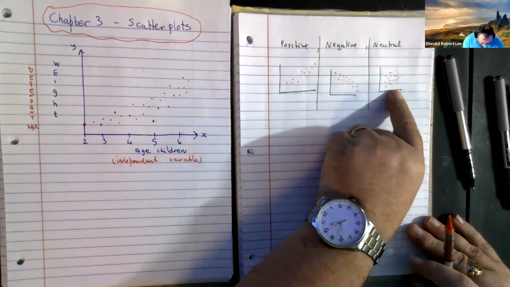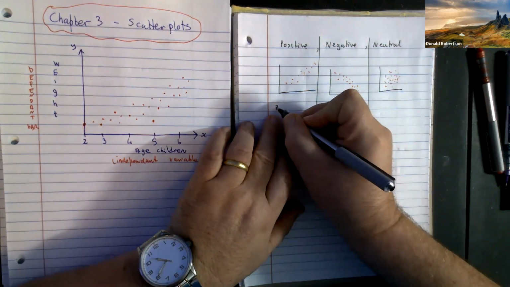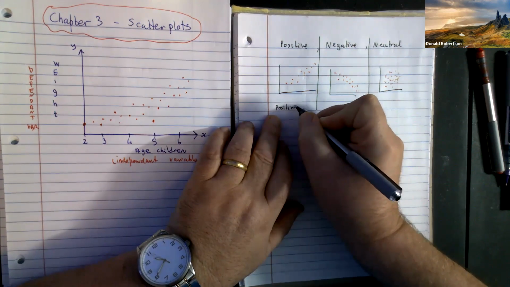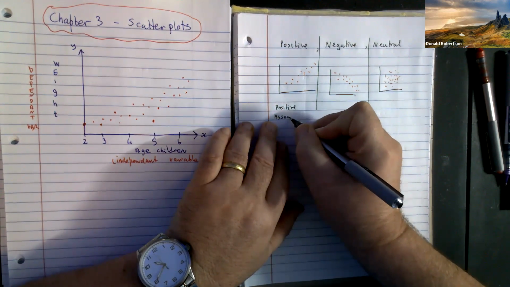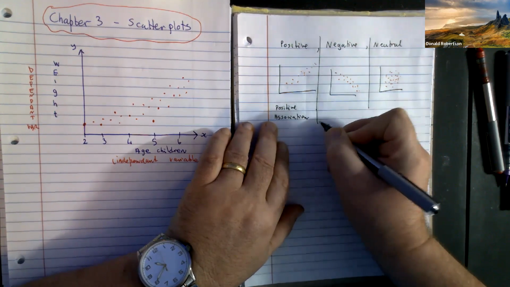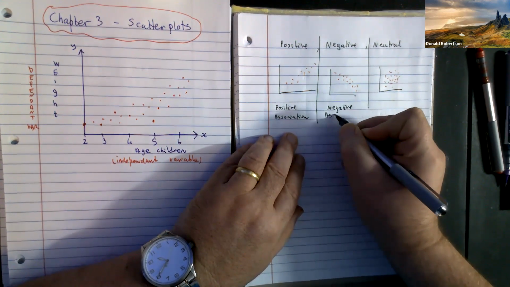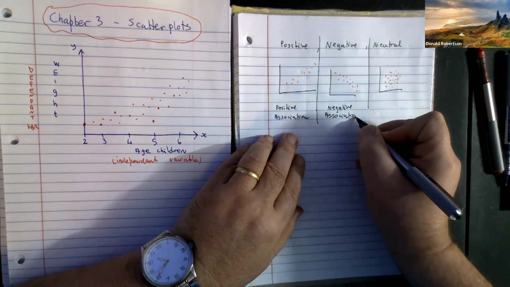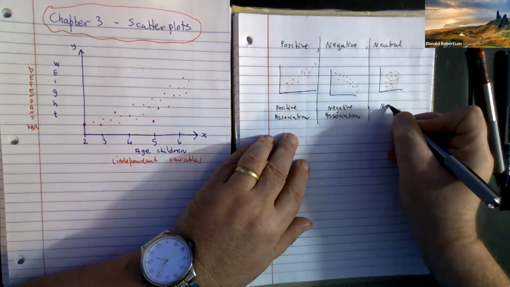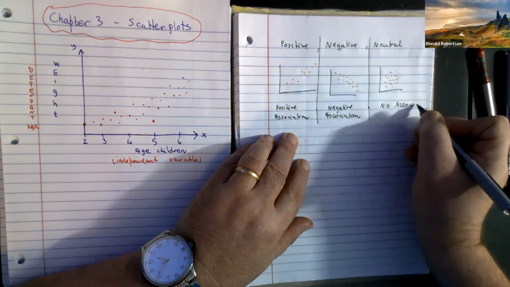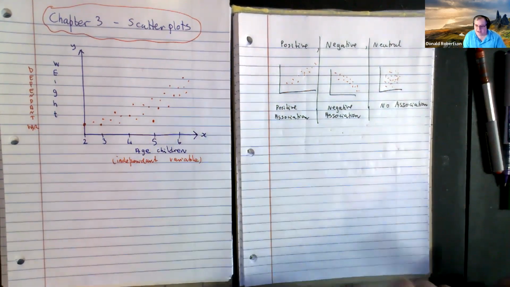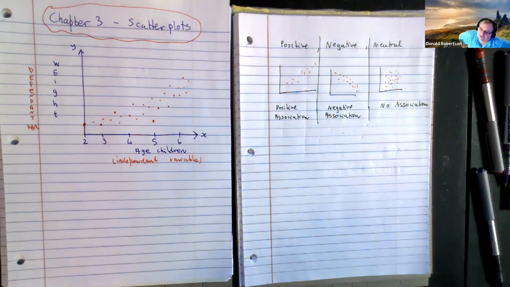Positive, negative, and neutral. You also find these are called positive association. This would be called negative association. And this third one is typically no association. In other words, there is no real obvious connection between what the X value is and what the corresponding Y value is. So can you imagine positive, negative associations, no associations, right? Those are very common shapes that you get.